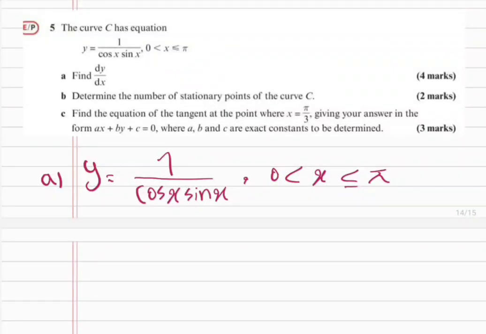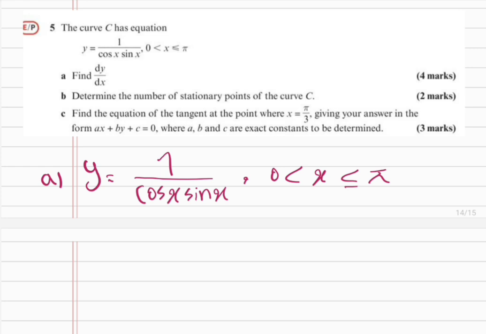Hi everyone, this video is on question 5 of exercise 9F PO2. So we have a very typical question in differentiation, which is about finding the equation of the tangent to the curve at a specific point.